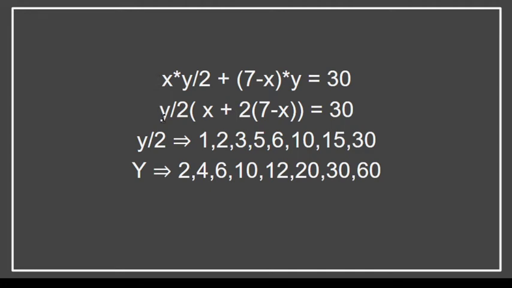By simplification, we find that y/2 times (x + 2(7 - x)) is a factor of 30. We cannot solve for x, but we can solve for y. y/2 is a factor of 30, which implies that y/2 can be any of the following values, which means that the cost of an adult ticket could be any of these following values.